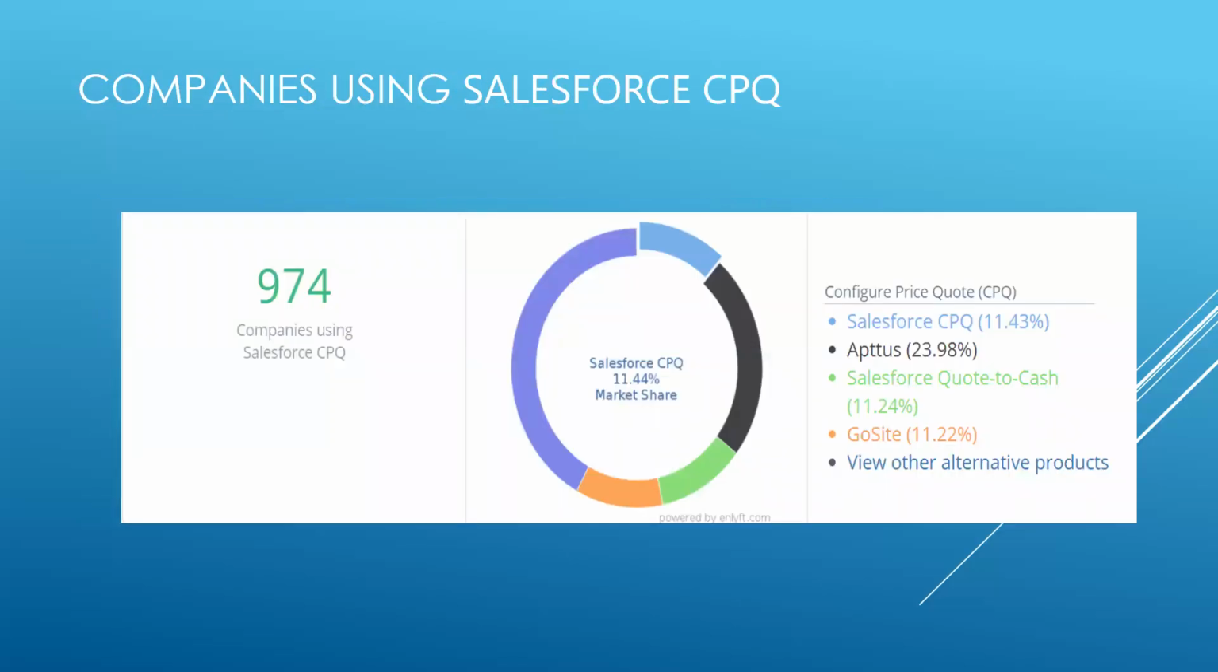Now, how many companies are using Salesforce CPQ? We have 974 companies with CPQ data, and in the market there is an 11.44 share for CPQ. There are also other things in the market, like quote to cash, but CPQ has an 11.43 share.